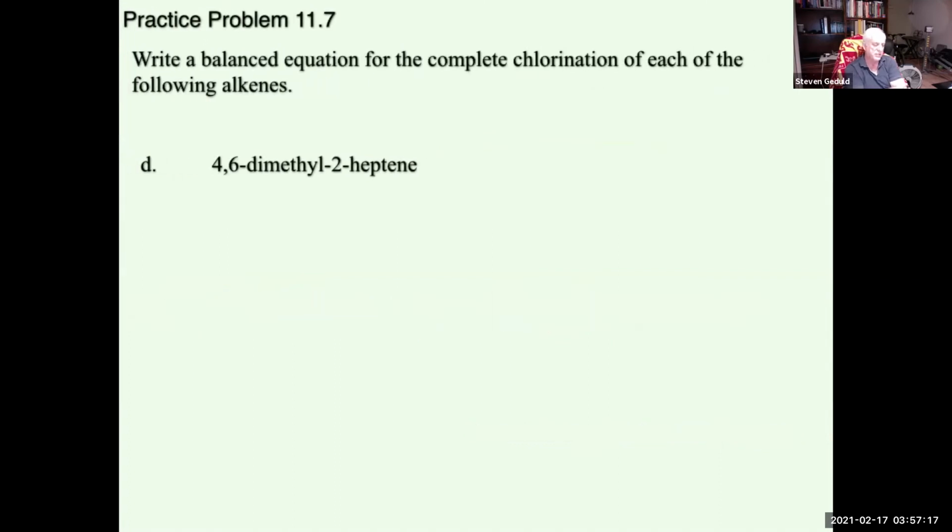Okay, 4,6-dimethyl-2-heptene. Again, let's draw our line. So heptene is 7 carbons. 7 carbons. 4,6. There's number 4. There's number 6. Those are your dimethyl groups. And number 2, there's a double bond. Okay. So we're going to add chlorine. We attack that double bond. We open it up. This I'll just erase it. This was a double bond. And we've added chlorine.